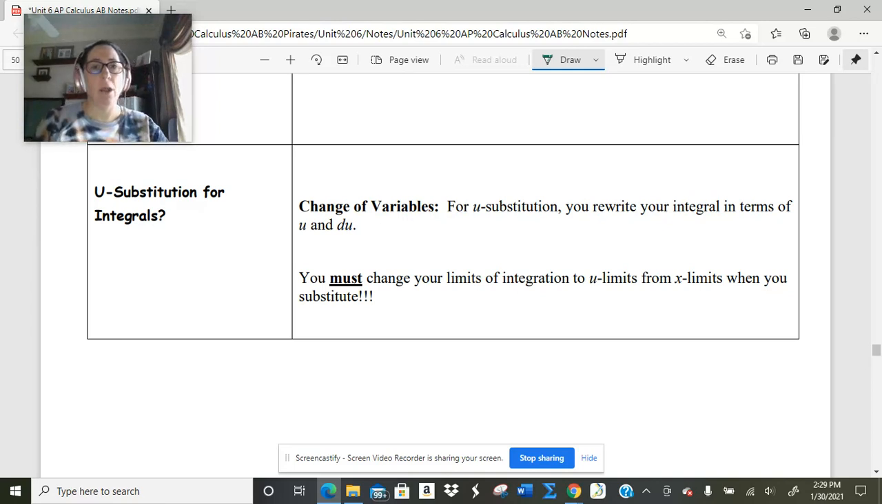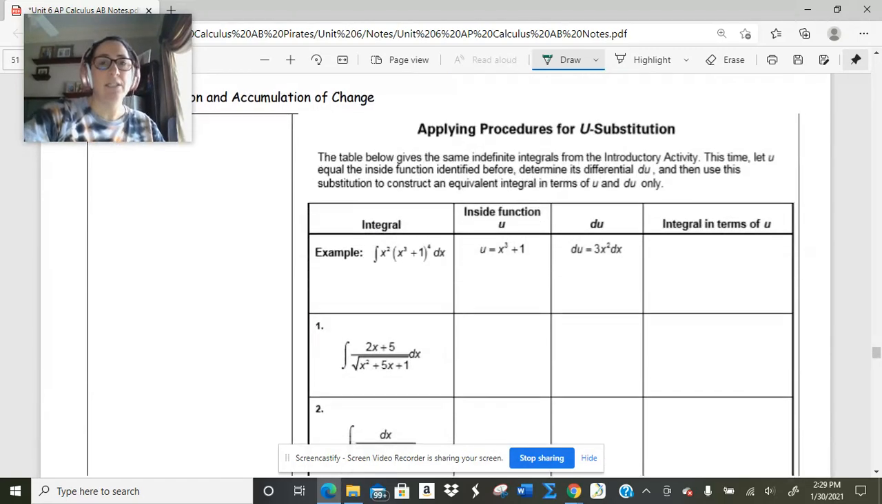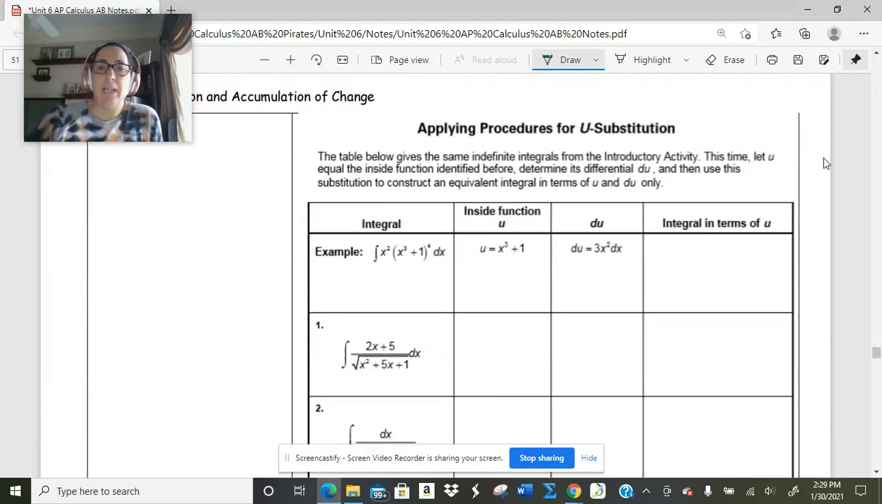So here we a lot of times have it in terms of x's, and now we're going to change it to u's. If we change to u's, don't forget to also change your bounds to u limits from x limits. And I always like to say, if you change your bounds, don't go back to your x, okay? So we got to kind of get this in. So let's see what this is.